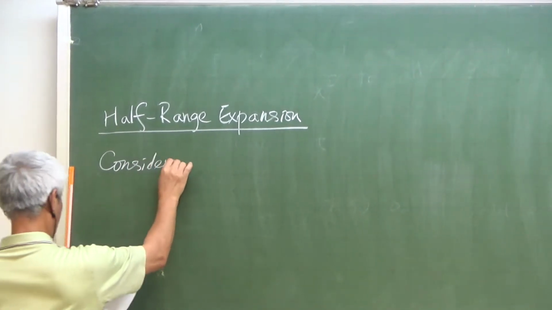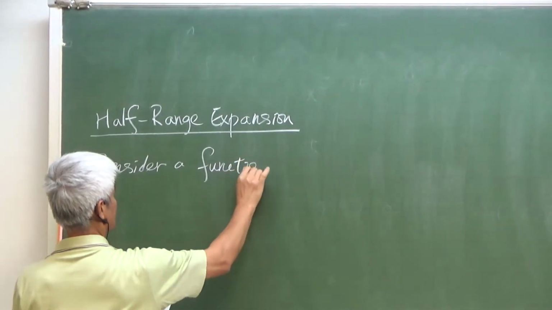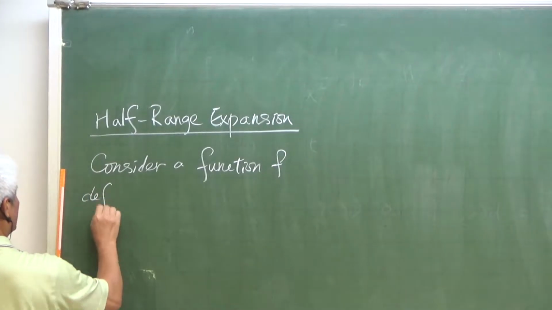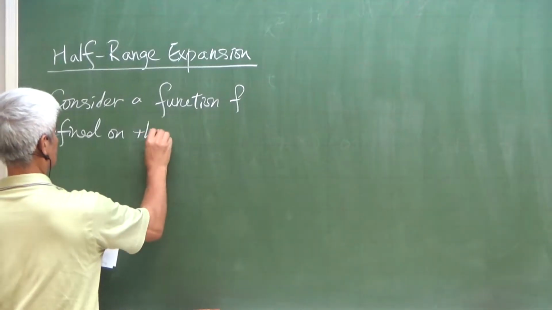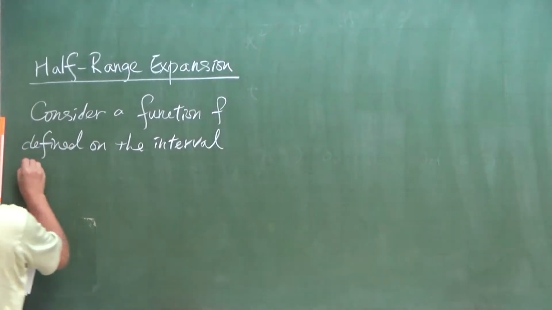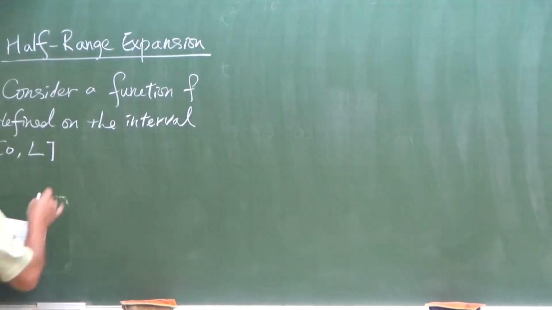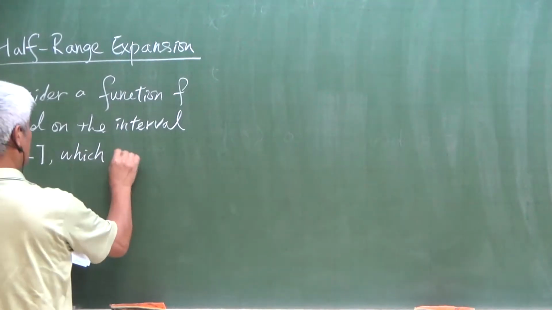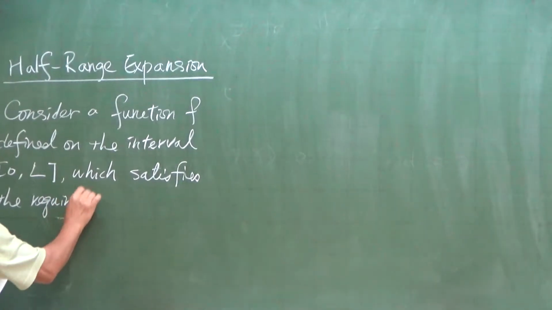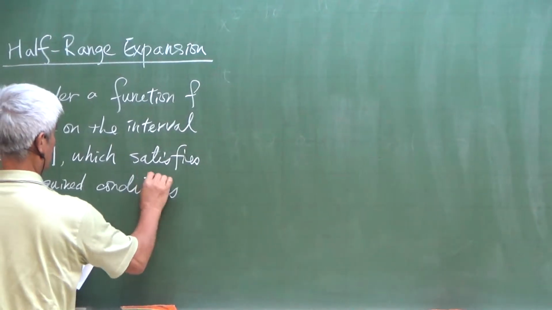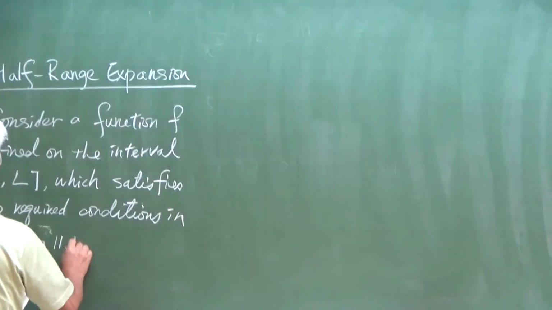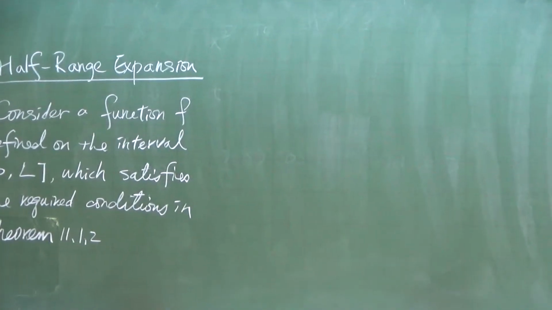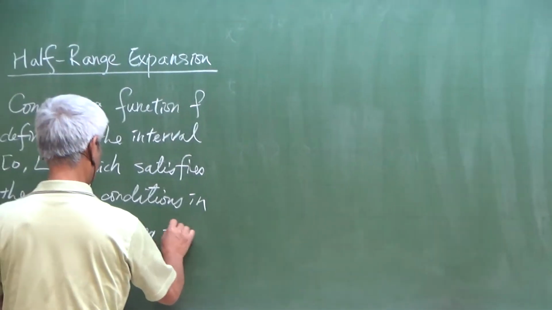So we will consider a function f, defined in the interval from 0 to L. And this function satisfies the required conditions in theorem 11.1.2, which is just the Fourier series extension theorem, but over the interval.